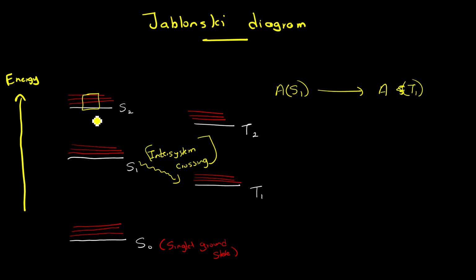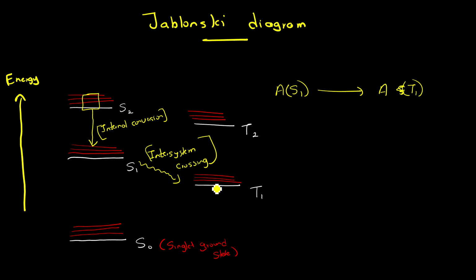So what happens is, as soon as they get energy, they will try to find a way to give up their energy and be stabilized. Let's say in this S2 state, the molecule relaxes back to the next stable state. This transition we call internal conversion.